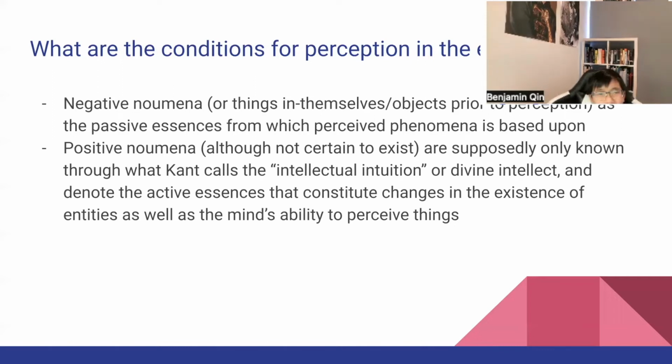And pure reason is basically the governing order of empirical perception and can also be used interchangeably with divine reason. And this links well with the idea of positive noumena and the intellectual intuition. And Kant thought that only a divine intellect, like a supreme being, omnipotent God, could have this intellectual intuition to understand the changes in beings.